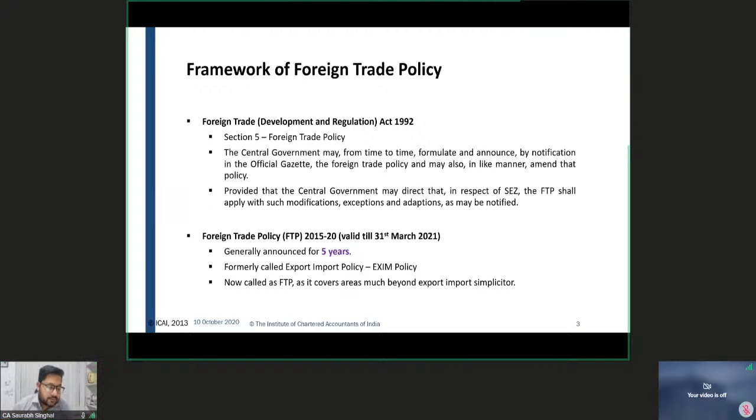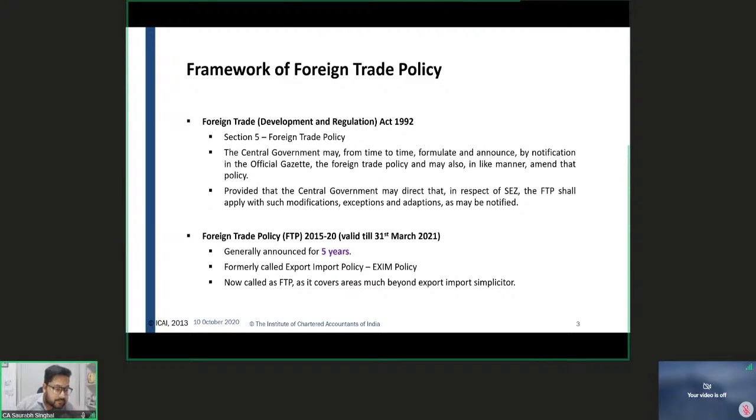Because of which, the foreign trade policy for the year 2015-20 has been extended. And extended to what? Extended to 2021. So the foreign trade policy for 15-20 has been extended to 31st March of 2021.